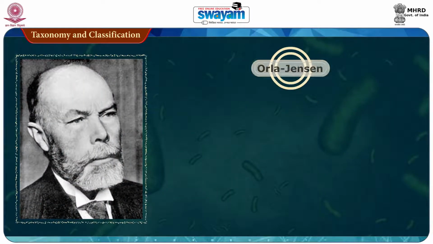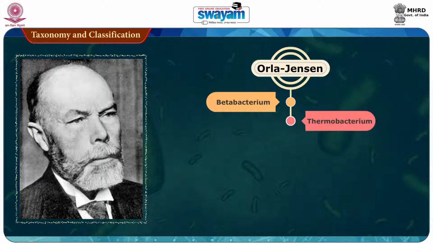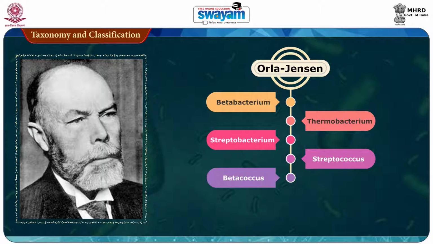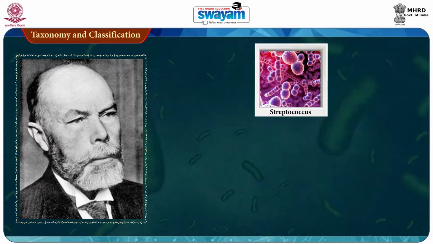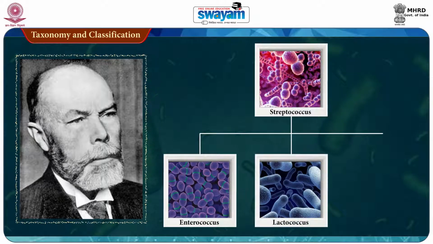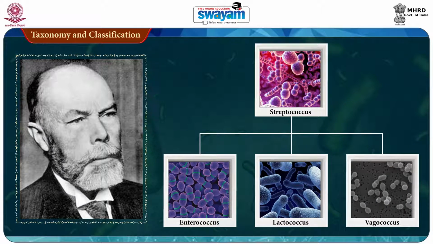In the earlier approach, Orla-Jensen subdivided Lactobacillus into the genera Betabacterium, Thermobacterium, Streptobacterium, Streptococcus, Betacoccus, Tetracoccus and Microbacterium on the basis of their morphologic and phenotypic features. Today, only the name Streptococcus is still valid, whereas Enterococcus, Lactococcus and Vagococcus have been separated from the original genus, that is Streptococcus.